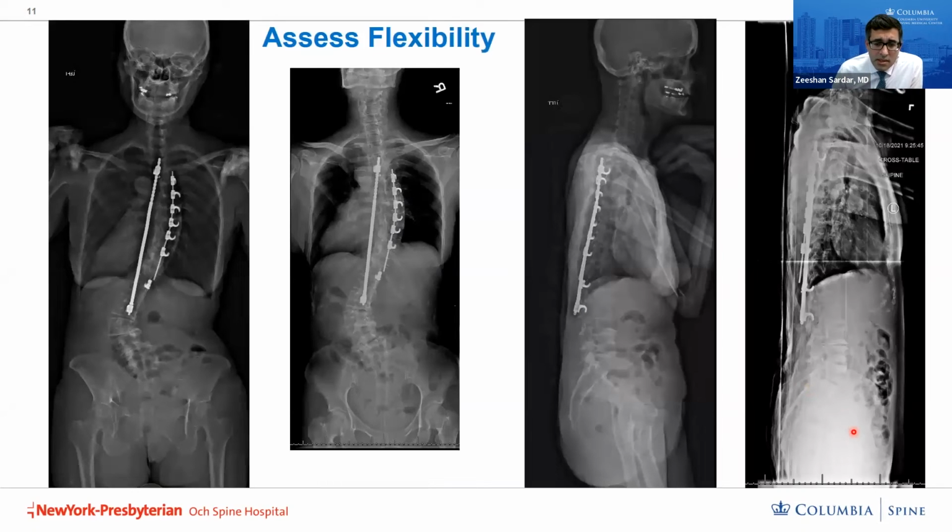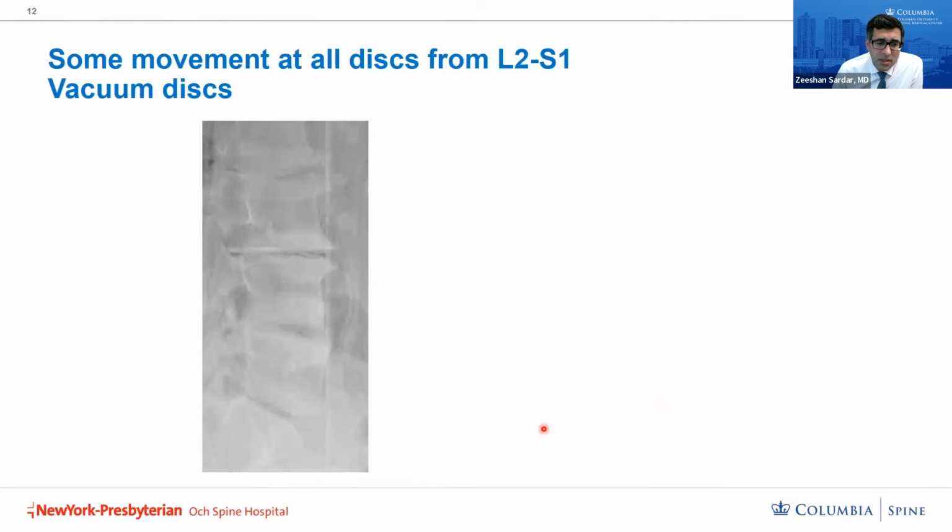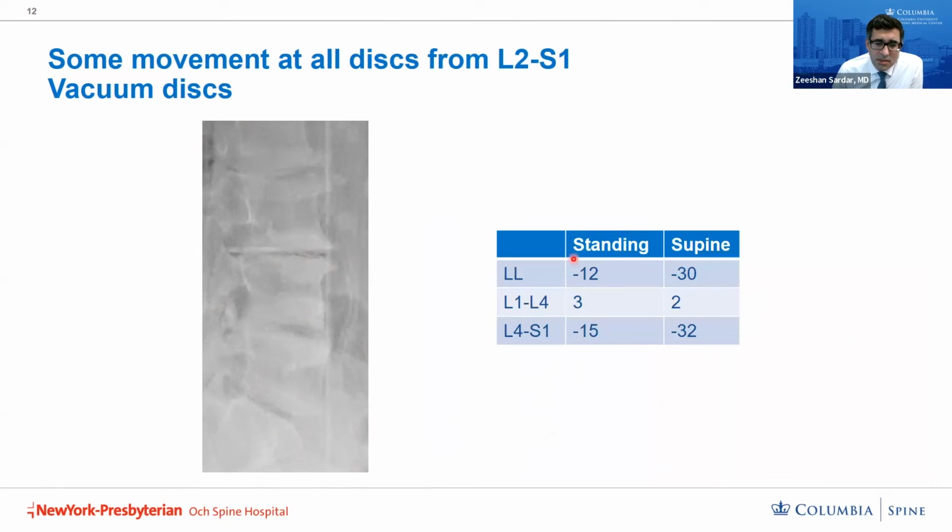And then, as I mentioned, I do get supine films on all these patients to assess for flexibility. So here's the scoliosis AP or PA supine, and then we also have the lateral plane supine. The supine is important because it allows us to look at how much flexibility they have. This is a zoomed in version of that supine film and shows a bit of vacuum disc phenomena at each of these levels. And when I measure the lordosis, it shows that it went from 12 degrees in the standing to about 30 degrees in the supine position.